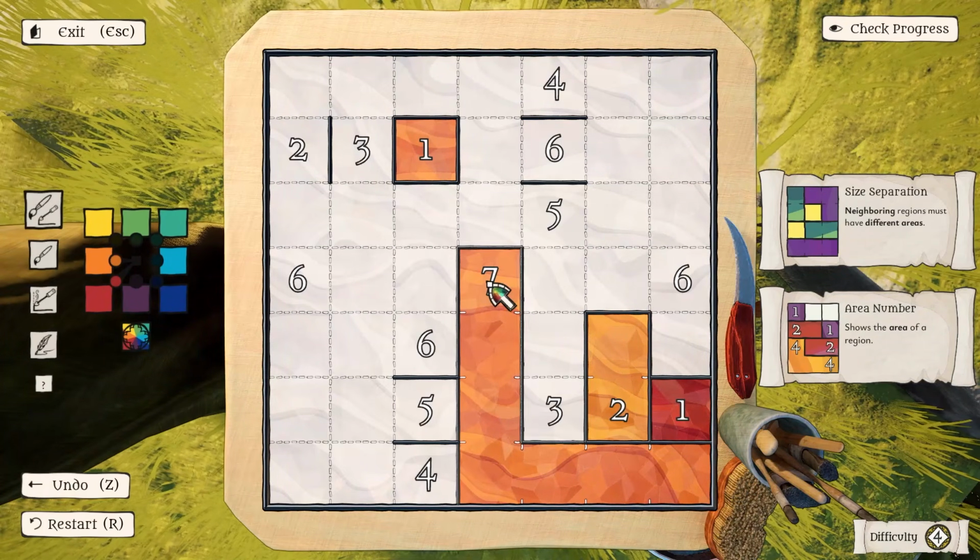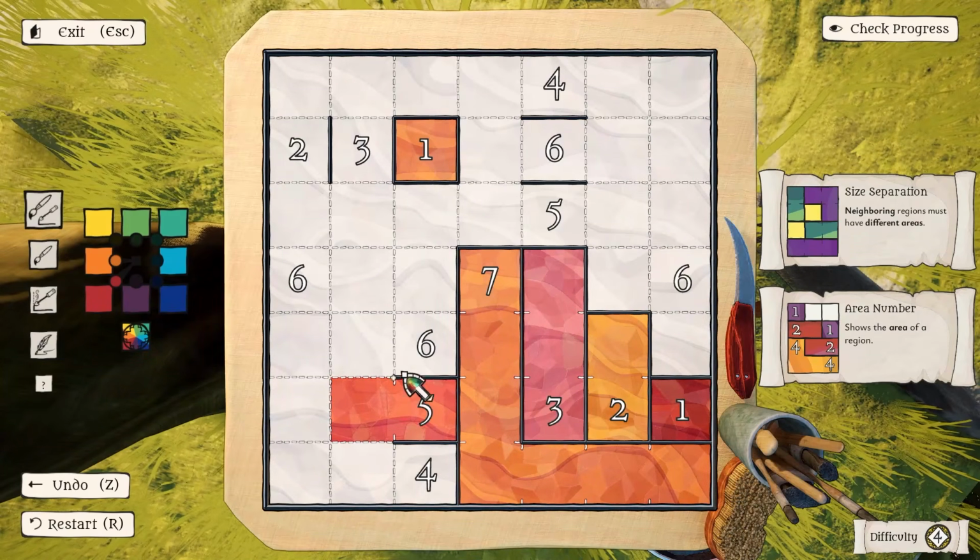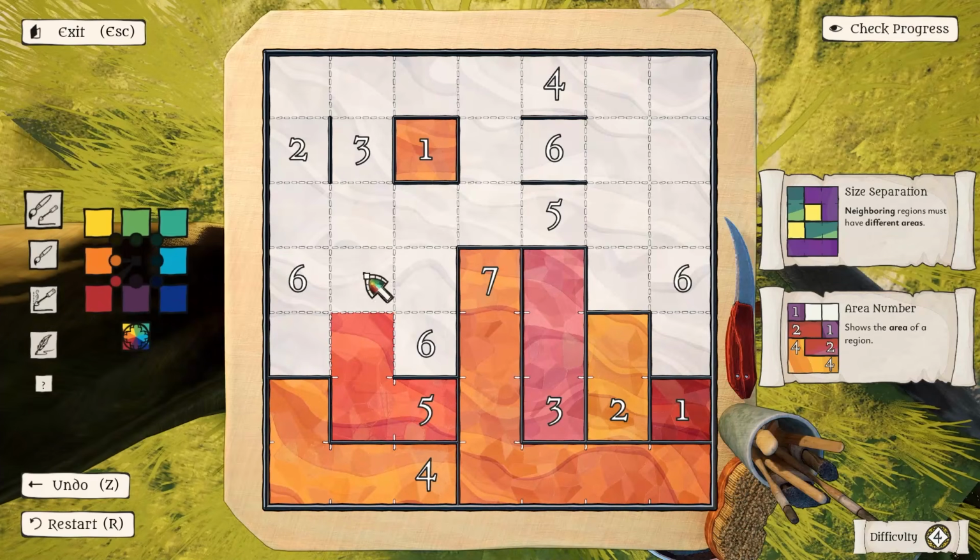So I think that is that 7. And then this 3 does this. And this 5 has to come out. It's going to have to go upwards because this 4 is going to do this. This may go up. It may go to the left. It's got to be a 1, so it's part of the 6.